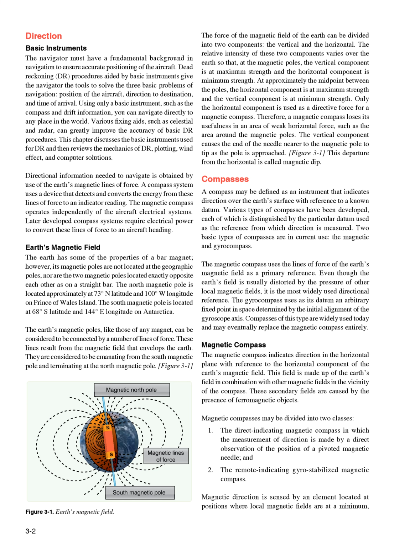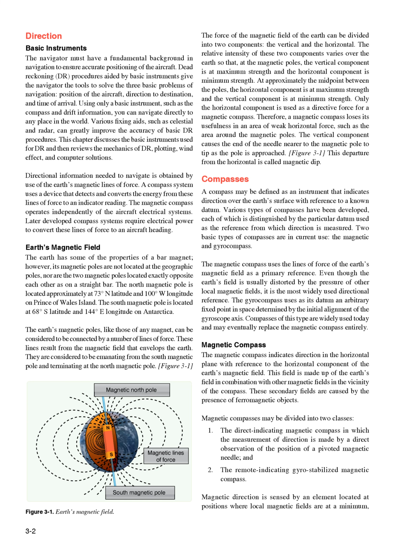Compasses. A compass may be defined as an instrument that indicates direction over the Earth's surface with reference to a known datum. Various types of compasses have been developed, each of which is distinguished by the particular datum used as the reference from which direction is measured. Two basic types of compasses are in current use, the magnetic and gyro compass.